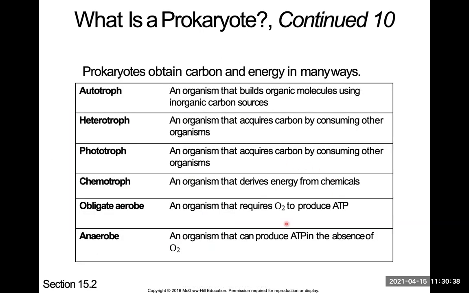So they do not need oxygen, but if oxygen is around, that's not harmful either, they're just not going to use it. There is something called an obligate anaerobe. They do not use oxygen, and if oxygen is around, that's going to kill them. So these are different ways prokaryotes can obtain their carbon and energy.